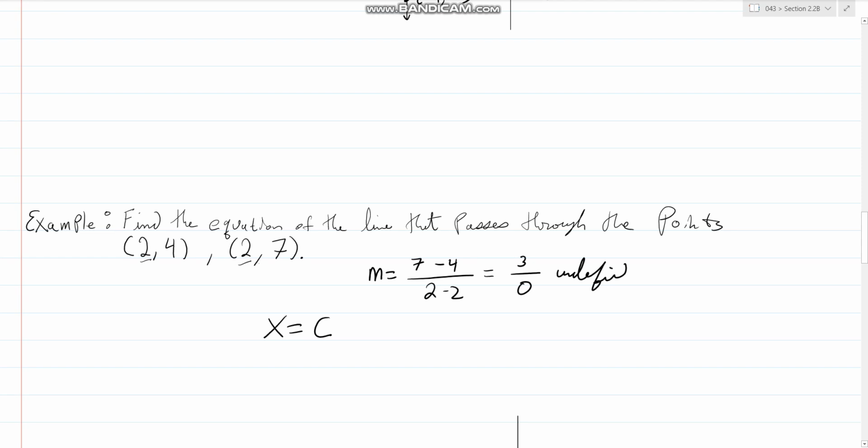What constant must this line be? I would argue that since the x point here and the x point here is 2, it must be the line x equals 2. And that's all you would have to do to find that line. These are the types of questions that often confuse algebra students a lot, so I wanted to go over it explicitly.